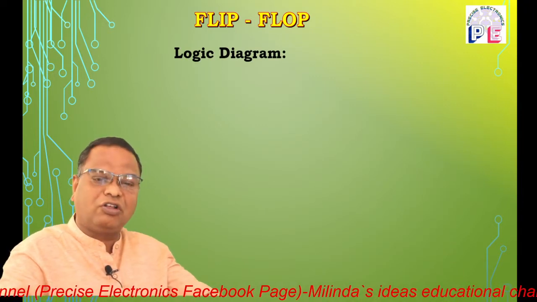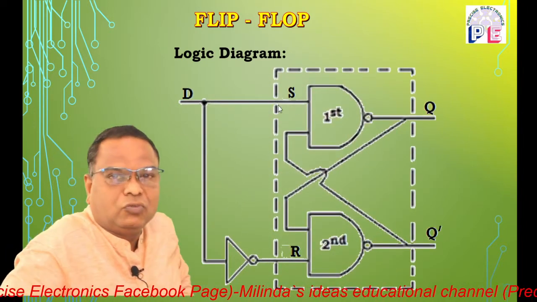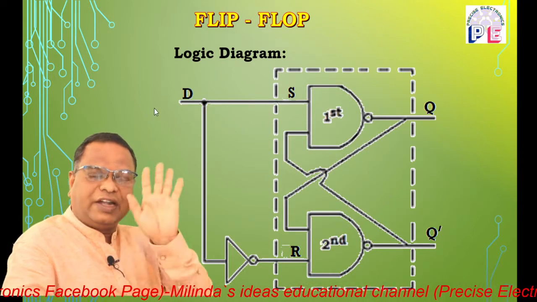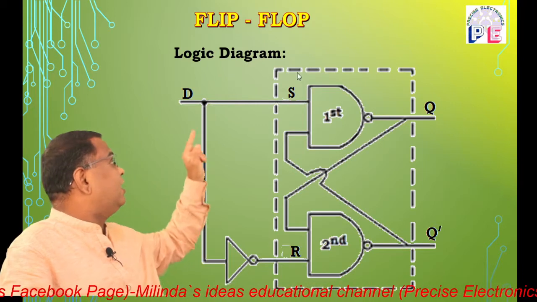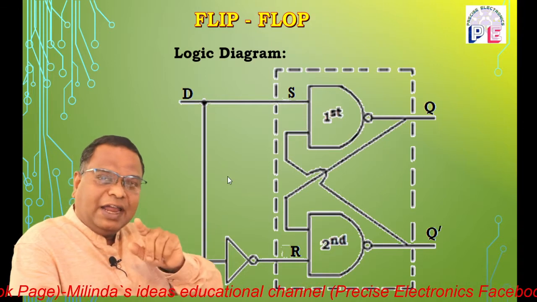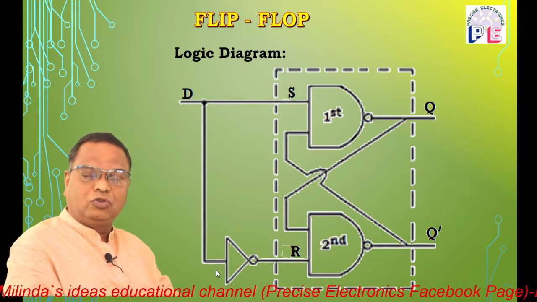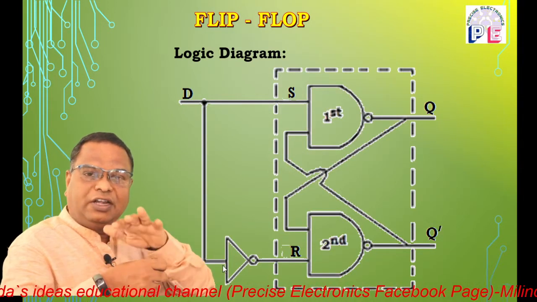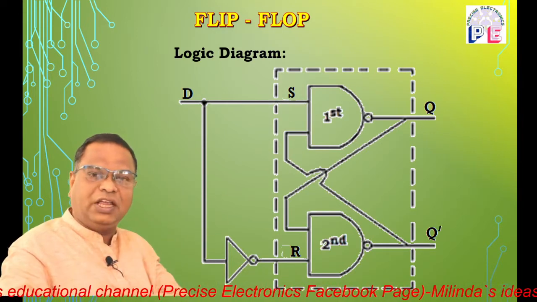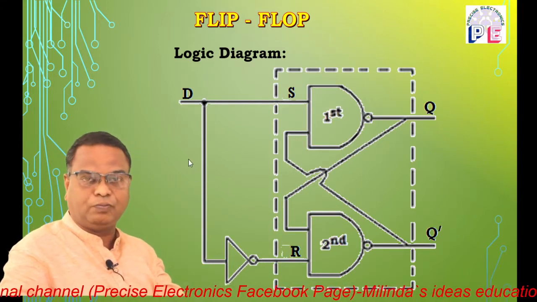The logic diagram, or constructional diagram, of the D flip-flop is now going to be displayed on your screen. From this diagram, it is clear that there is only one input, the D input, the data input, and this data input is directly connected to the set input terminal. While the data input is connected to the reset terminal through an inverter, or NOT gate. So the data input D is connected to the set input terminal as it is, while the complement of D, the complement of the input data, is connected to the reset terminal of the RS flip-flop.